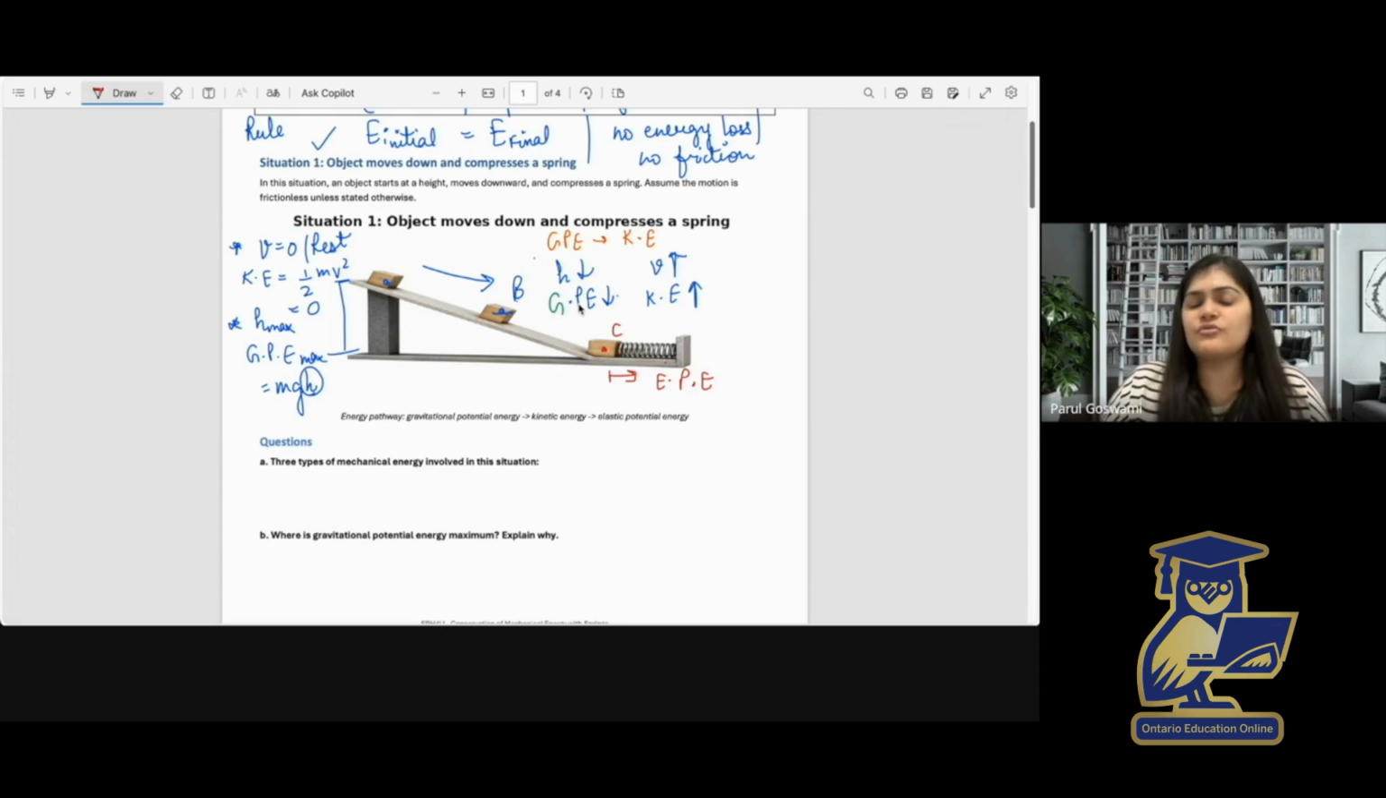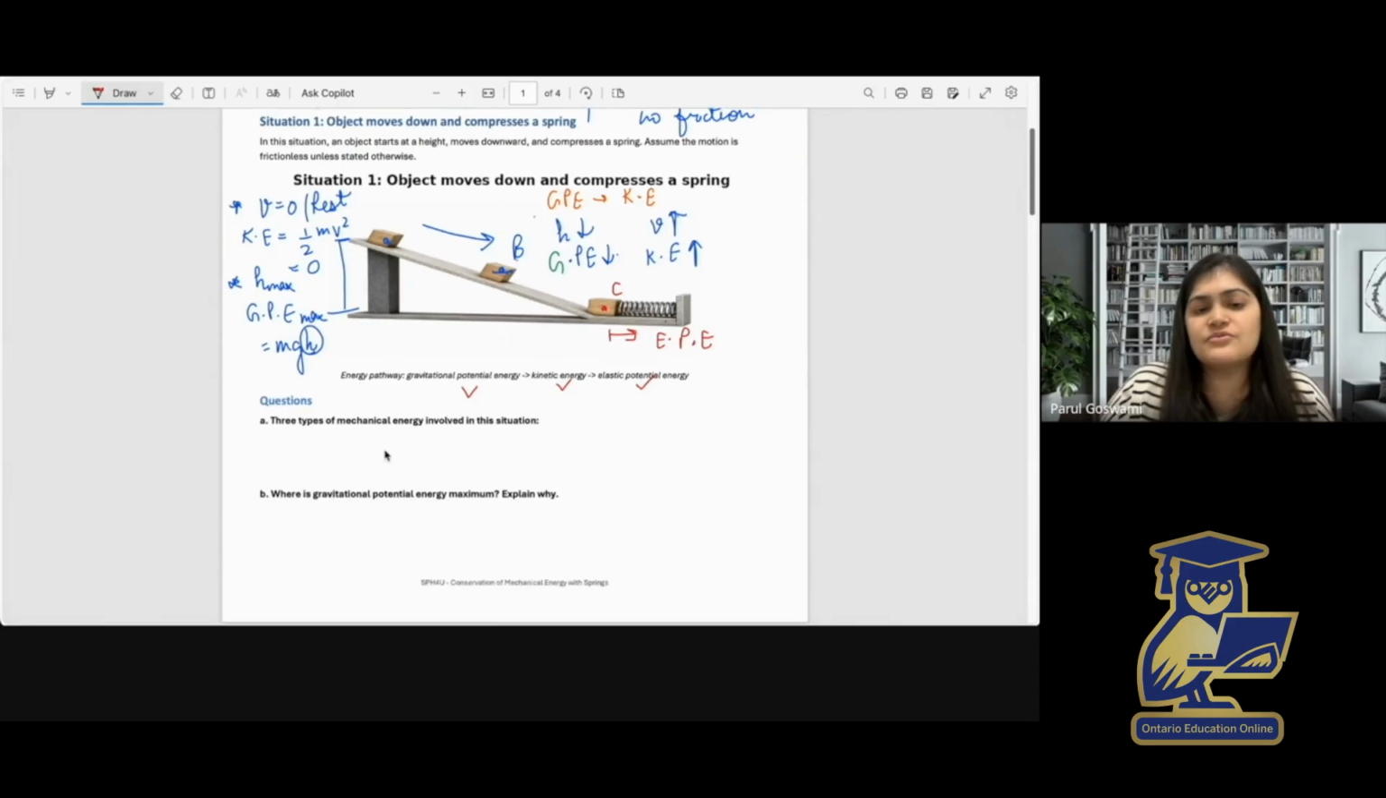So, the energy pathway is: gravitational potential energy has been converted into kinetic energy, and then converted into elastic potential energy. So this is the pathway: gravitational potential energy converted to kinetic energy, which is converted to elastic potential energy. So let's answer these questions.